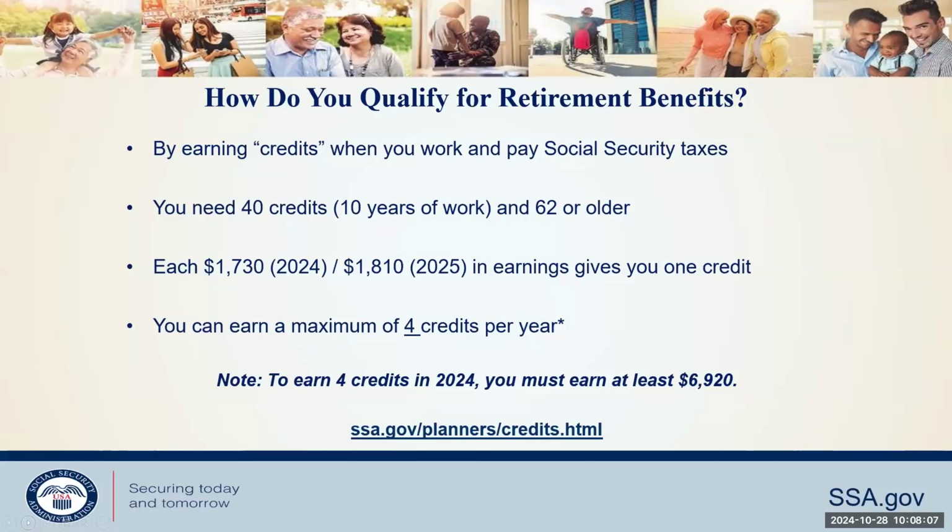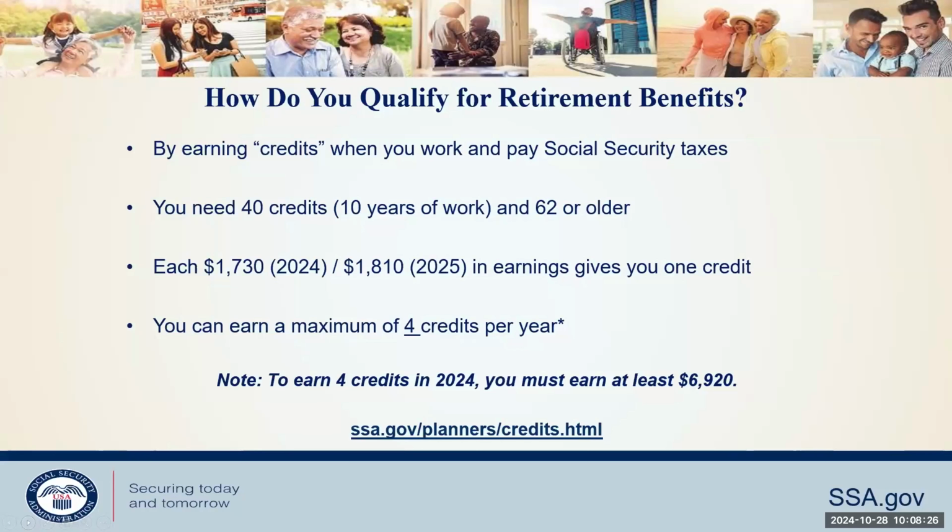So a credit for next year will be $1,810 in earnings, and that will give you 1 credit. You can earn those credits anytime throughout the year. They used to be called quarters of coverage. Some people still refer to them as quarters of coverage, but they can be earned anytime.